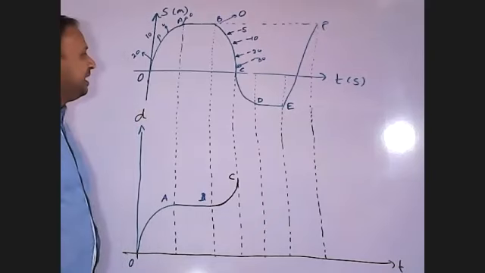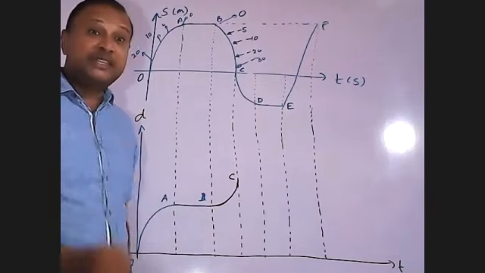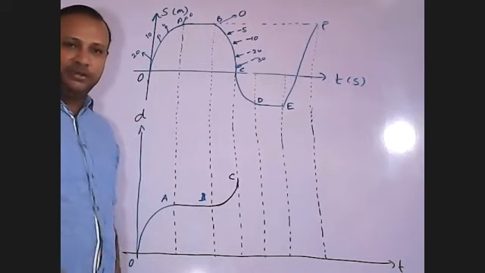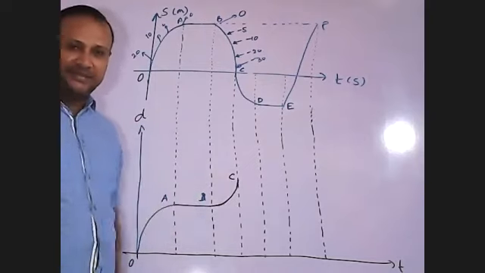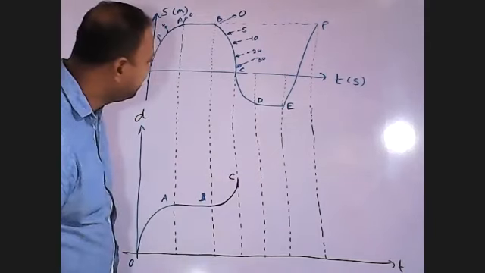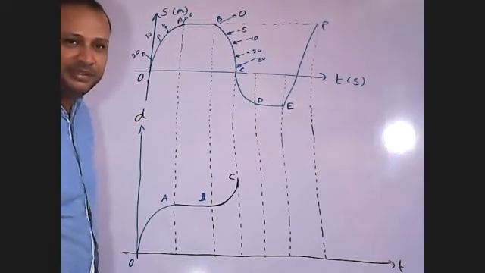Okay, then again C to D. C to D, tell me the sign of velocity. Is it positive or negative? Sorry? Negative, no? Yeah, negative.